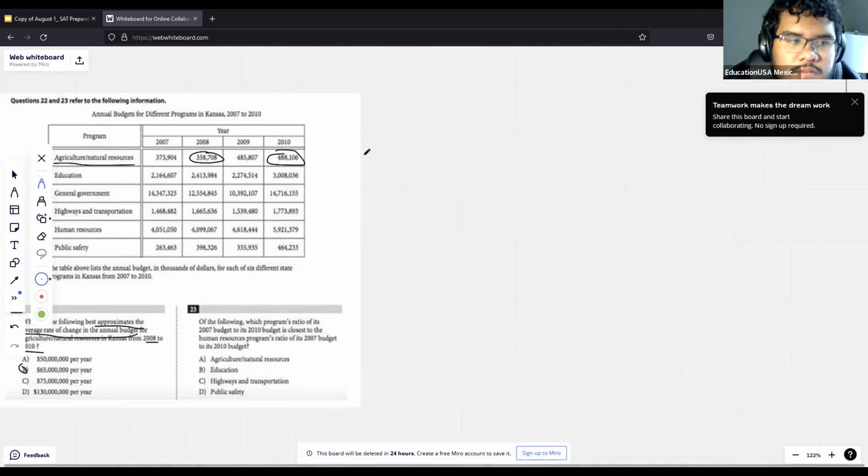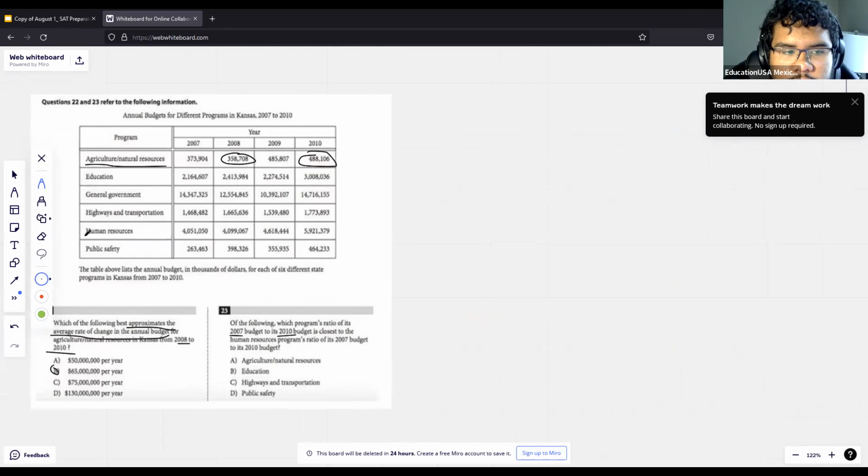Okay, for the second problem here, of the following, which program's ratio of its 2007 to its 2010 budget is closest to the human resources program's ratio of its 2007 budget to its 2010 budget? So right now we need to focus on these two. We've focused on these two values because this will be a point of comparison for us.